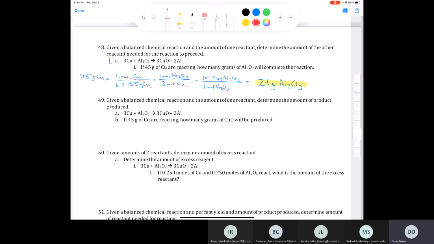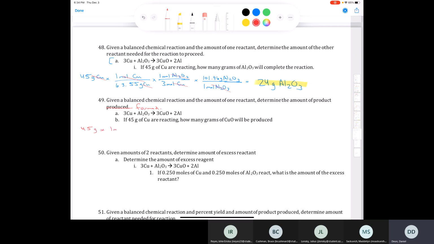Number 49, if you're given a balanced chemical equation and the amount of one reactant, determine the amount of product formed. I don't like product produced, it should be product formed. That sounds a little bit better. So if we have 45 grams of copper reacting, how many grams of copper 2 oxide are going to be formed? Okay, so let's see here.